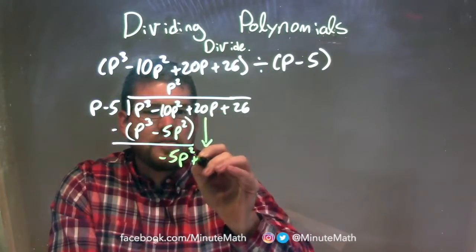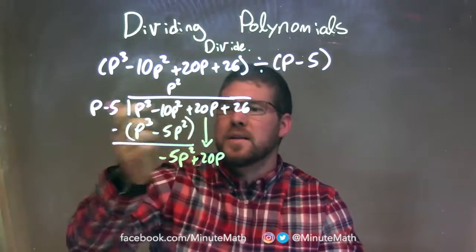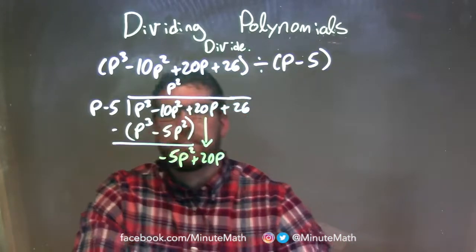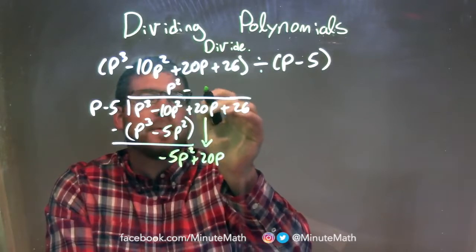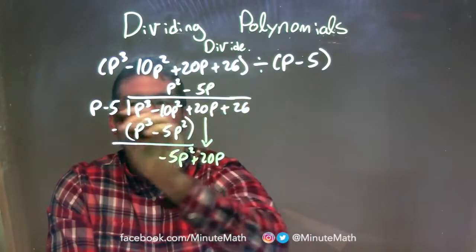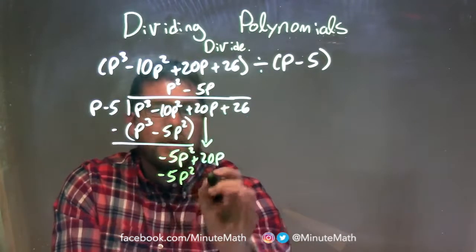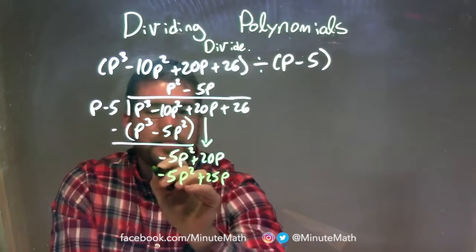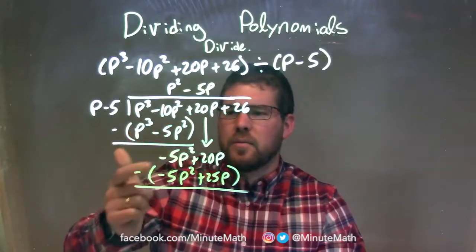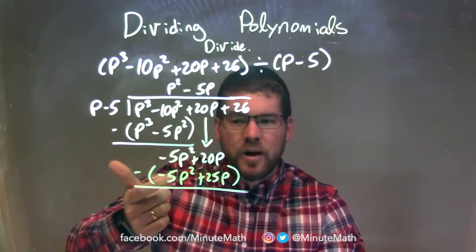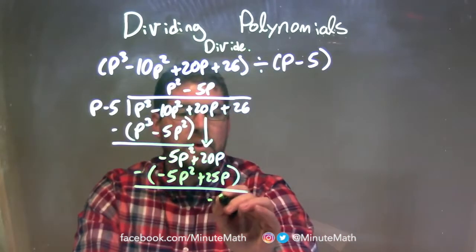Let's bring down the plus 20p right there. Okay? And ask the same question again. What times p gives me minus 5p squared? And that's minus 5p. Minus 5p times p is minus 5p squared, and minus 5p times minus 5 is a positive 25p. Let's subtract the 2, top from the bottom here. Minus 5p squared minus a negative 5p squared is a positive 5p squared. Eliminate, 0. 20p minus 25p is just minus 5p.